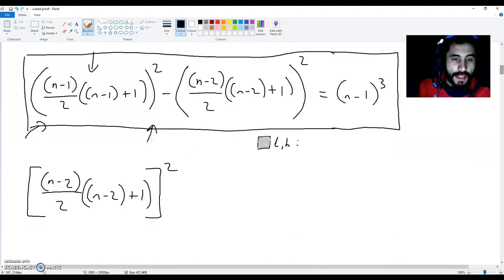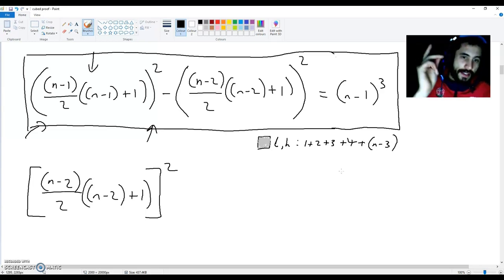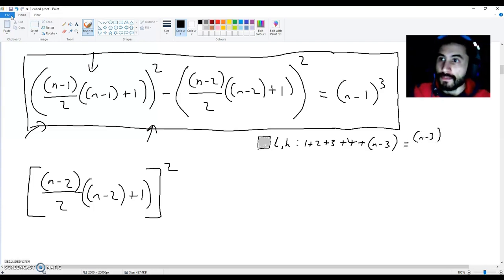So, the length of the grey square is 1 plus 2 plus 3 plus 4. Let me just make this clearer. Plus n-3, okay? And if the length is this, it means its height is also this. Alright? And 1 plus 2 plus 3 plus 4 plus n-3 is the same as (n-3) divided by 2 multiplied by (n-3 plus 1).